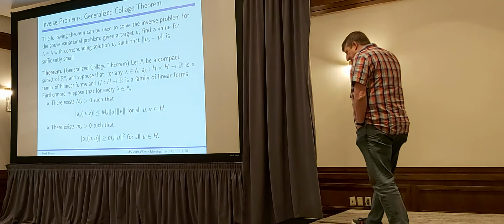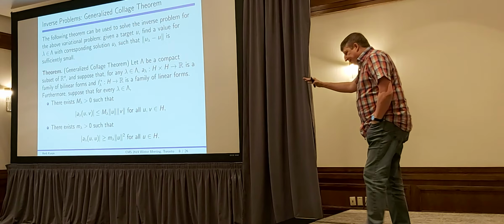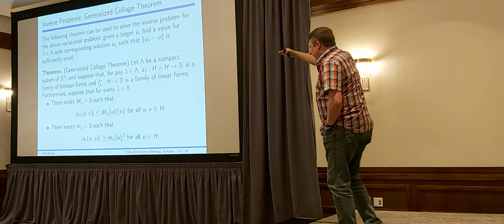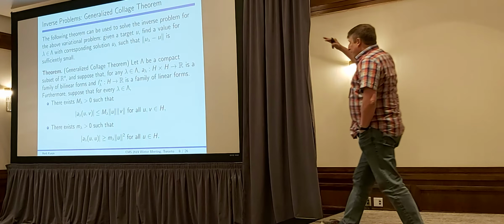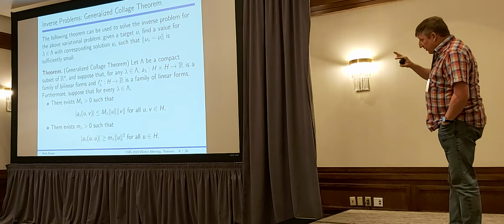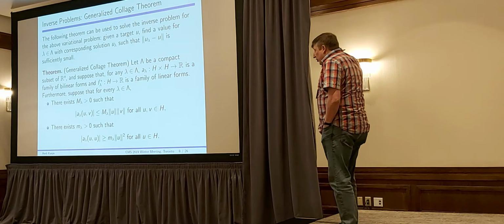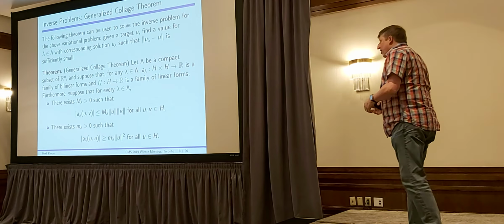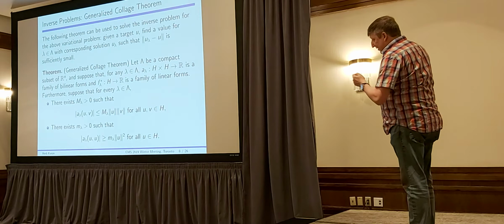So remember I wrote the collage theorem earlier. That was a simple consequence of Banach's theorem. Banach's theorem is the tool used to prove existence and uniqueness, and the collage theorem that falls from it is the tool we use in the inverse problem. In this setting, the Lax-Milgram theorem is the tool we use to prove existence and uniqueness, and the theorem that falls from it we call the generalized collage theorem. It looks similar in more words, but the concepts are similar. So we have a parameter space, lambda, where little lambda is a vector of parameters. We have a family of bilinear forms, a of lambda. We have a family of linear functionals, f of lambda.